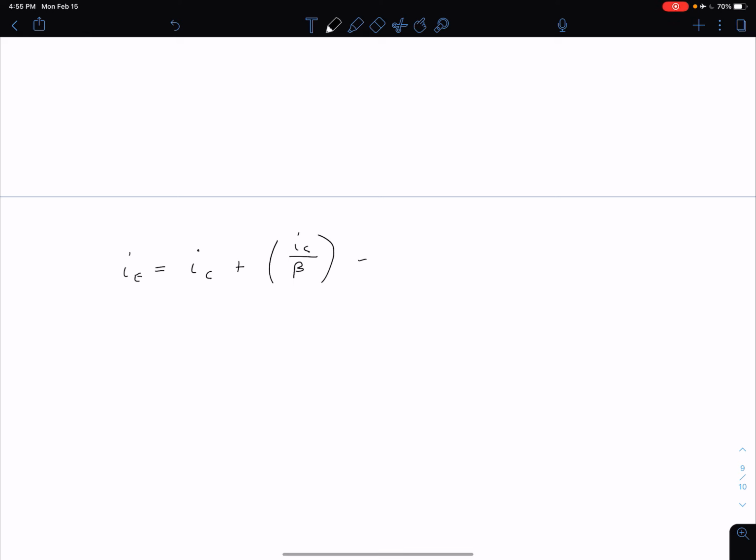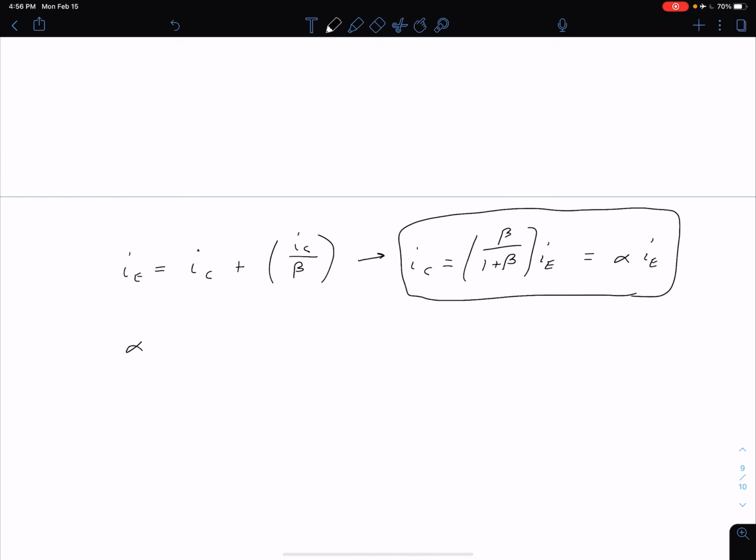If we rearrange that, what we get is that our IC is equal to beta divided by 1 plus beta times our emitter current. And that's going to be another term we can use, which is our alpha times our IE. And so that should be a lowercase i. And so this alpha parameter is called our common base current gain. And again, as we look at configurations a little later on, it's going to make sense why we call this our common base current gain.